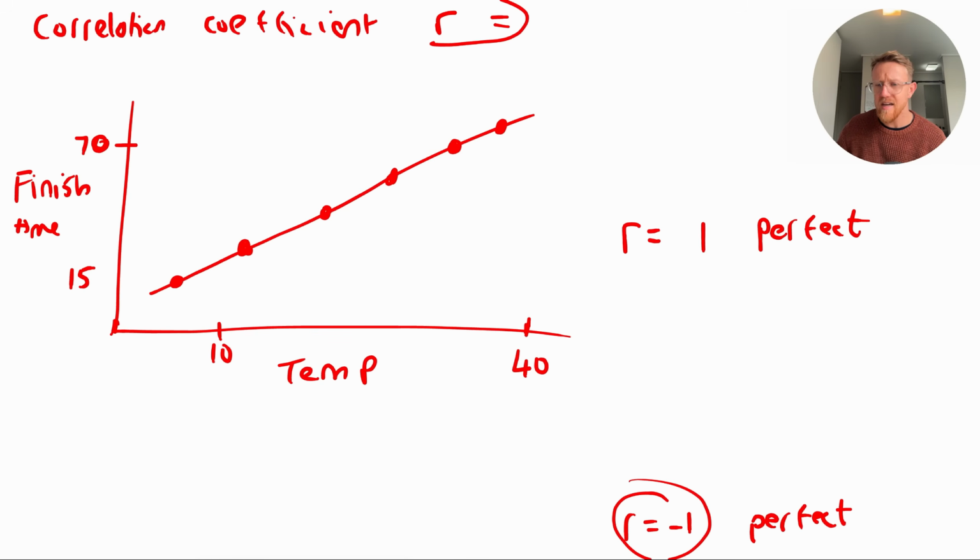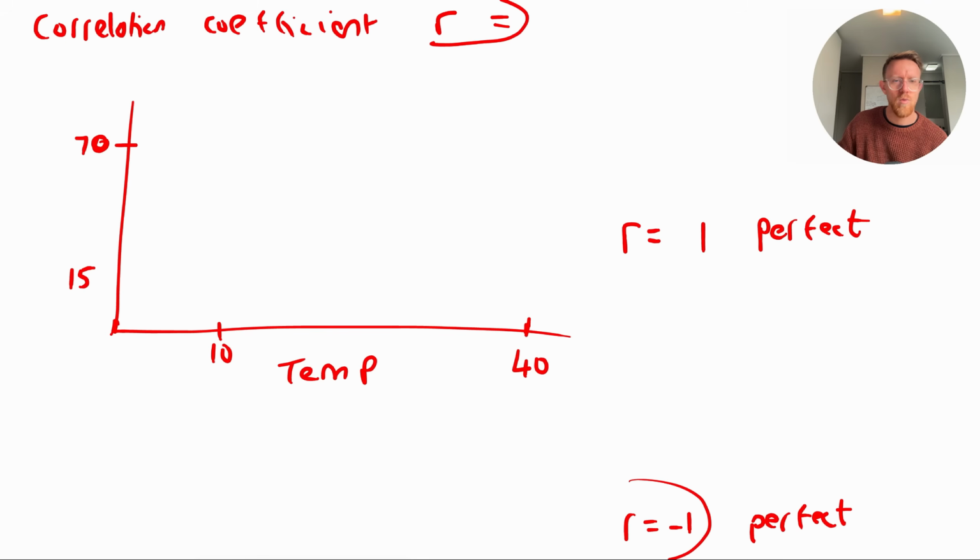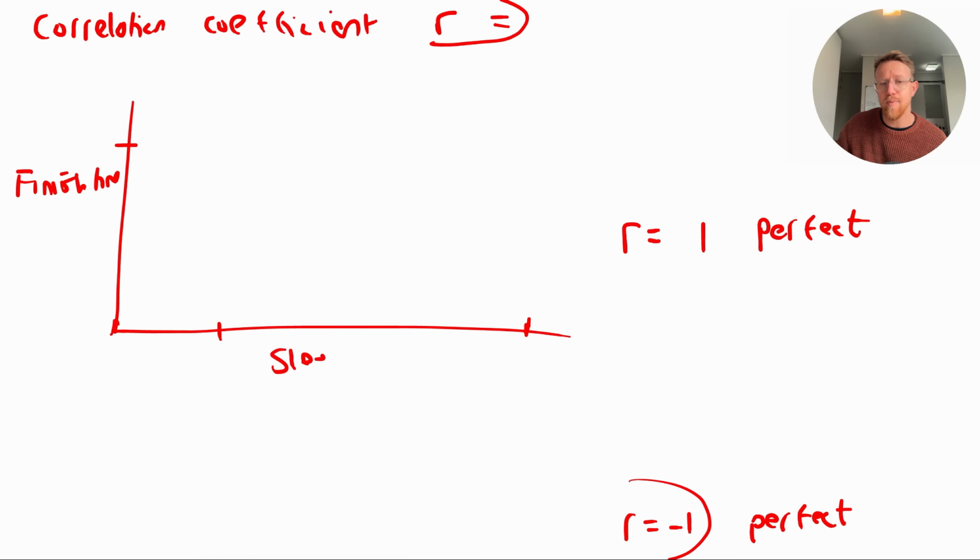So where does -1 come in? -1 comes in if we're looking at different types of experiments where we don't have finishing time. We've instead got something like, let's use an example like this. Let's say they're running this race, and let's say we look at how much time they slept the night before. So let's just make a random example.